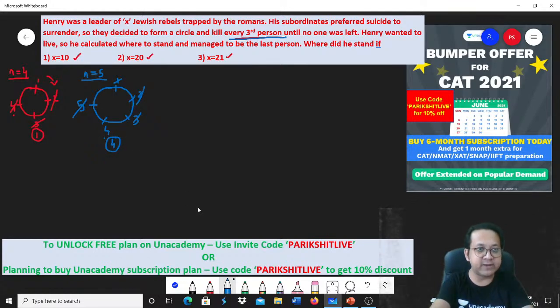Person number 4. Can you see? So if there are 5 people, who is the last man standing? Person number 4. Let's try to understand the pattern. If there are 6 people standing in the circle, who will be the last man standing?